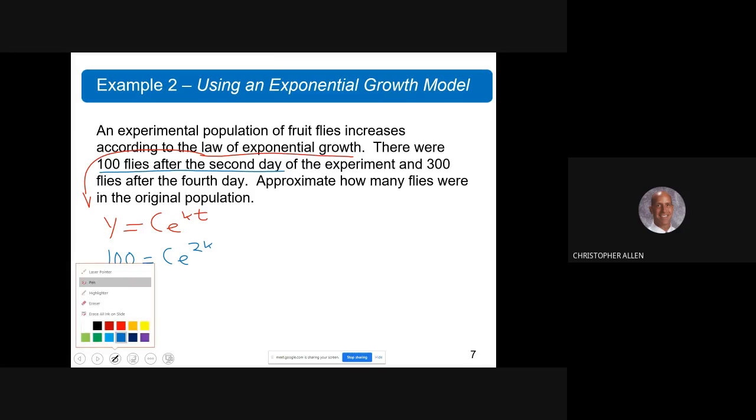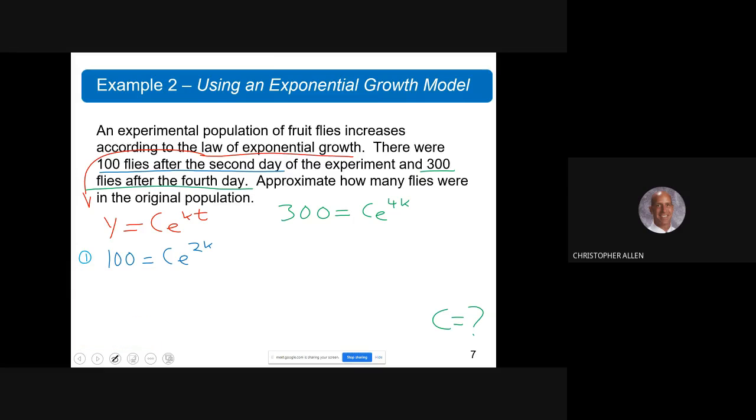I'm going to write another equation based on this information in green. After 4 days, there were 300 flies. Again, notice I changed y to 300 and I changed t to 4. This is the only information that's given in the problem. The question is asking us, what was C? What was the original number of flies in the population? So I have equation 1 right here, and then I have equation 2 over here.